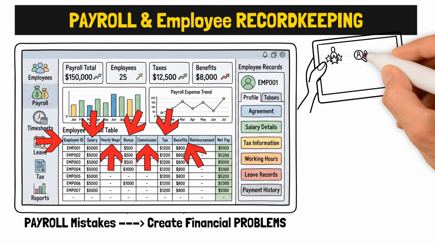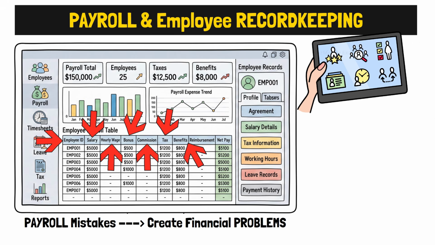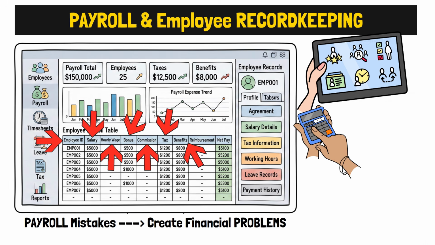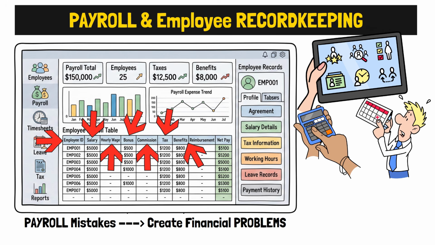Begin by maintaining complete employee records, including employment agreements, salary details, tax information, working hours, leave records, and payment history. Each payroll period should be calculated carefully to ensure every employee receives the correct amount. Once payroll is processed, record the total wages as a business expense while also recording any payroll-related liabilities until they are paid. Keep supporting documents such as payroll reports, payment confirmations, and tax filings organized for future reference.